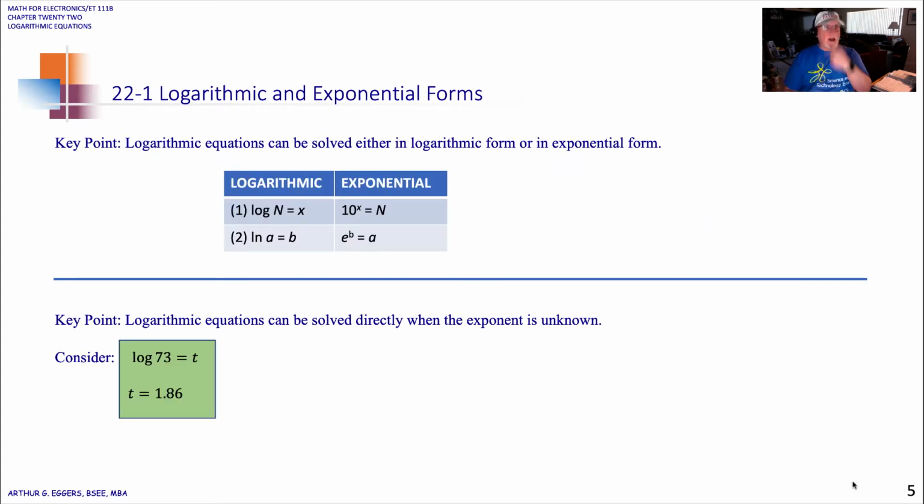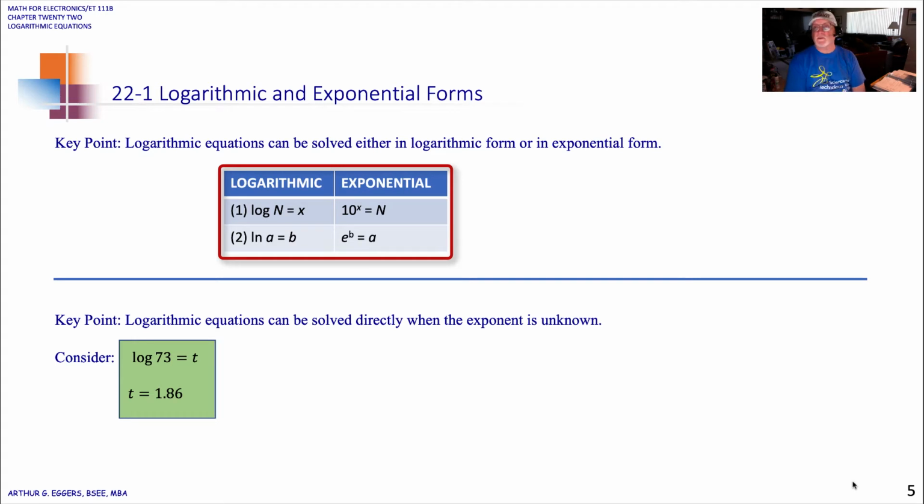So if we take a look at logs in exponential form, logarithmic equations can be solved either in logarithmic form or in exponential form. And you can see by the chart here, the table, the two ways that the information can be conveyed. In log form, log n equals x. In exponential, 10 to the x equals n. And the natural log then, the natural log of a equals b, or e to the b equals a.